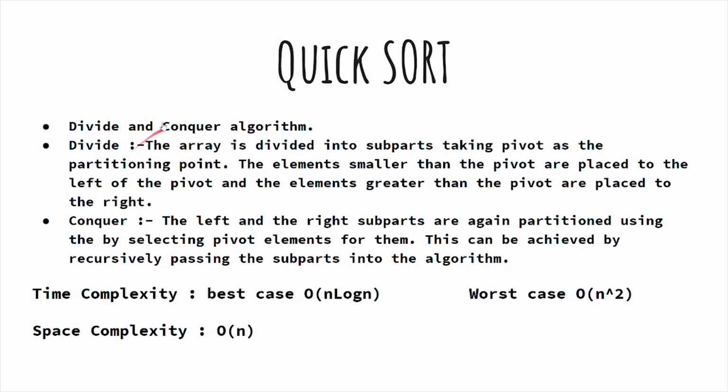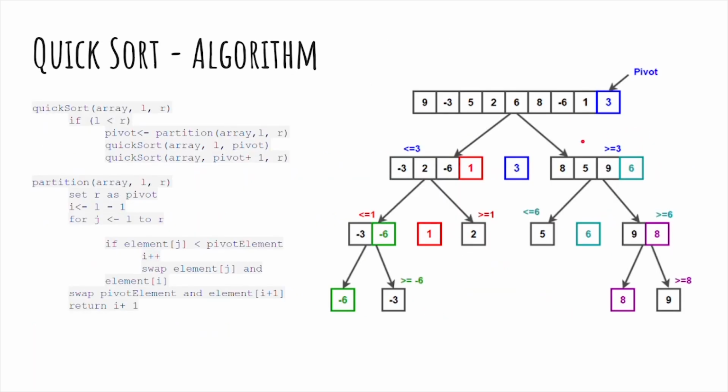So a detailed explanation of how this works will be in the next slide with the algorithm. Time complexity for this differs. For best case it's O of n log n, and for worst case it's n square. Now for the algorithm, this algorithm is divided into two parts, quicksort and partition. Quicksort does the conquer part of this approach and partition does the divide part of this approach.